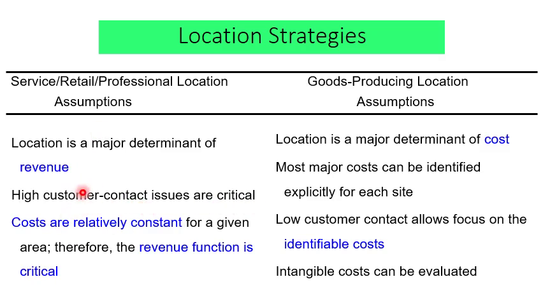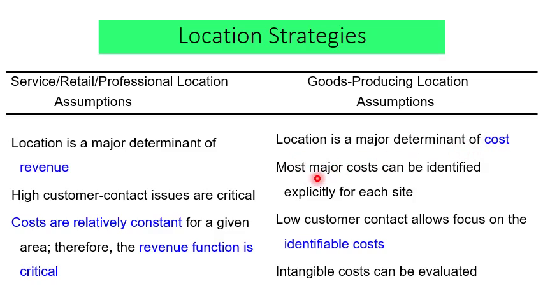In the case of service, high customer contact issues are critical in order to maximize the revenue. Costs are relatively constant for a given area. The costs are relatively constant, that is fixed cost, or we cannot increase or decrease that fixed cost. We play with revenue. Therefore, revenue function is critical in the case of service providing.